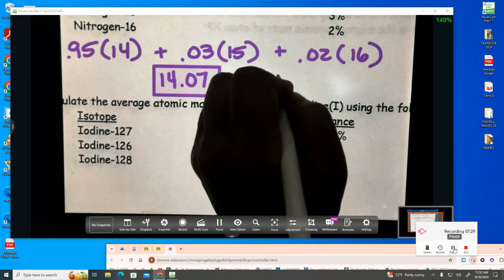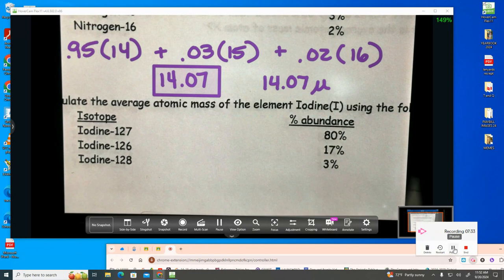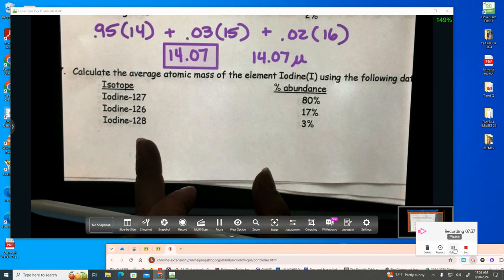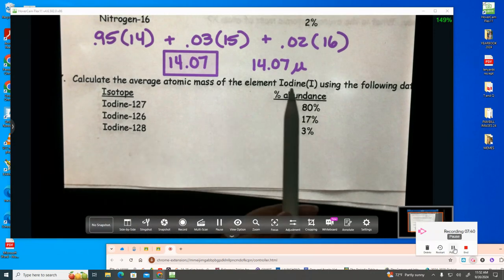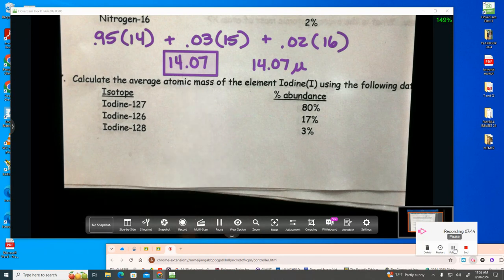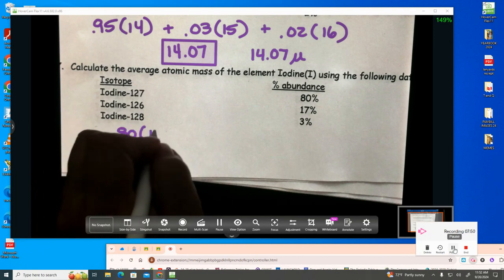So I could write 14.07 with this funky U-shaped thing. That means atomic mass units. You can say AMU though, right? You could say AMU, you could say little U thing, and even for these, just writing the number would be okay. All right, last one on this page, we've got 0.80 times 127.